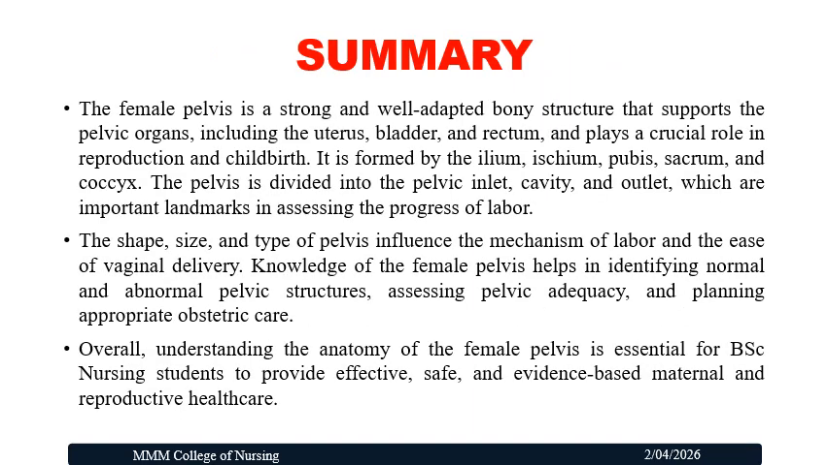Summary: the female pelvis is a strong and well adapted bony structure that supports the pelvic organs, including the uterus, bladder, and rectum, and it plays a crucial role in reproduction and childbirth. It is formed by ilium, ischium, pubis, sacrum, and coccyx. So the pelvis is divided into pelvic inlet, cavity, and outlet, which are important landmarks in assessing the progress of labor. The shape, size, and the type of pelvis influence the mechanism of labor and the ease of vaginal delivery.